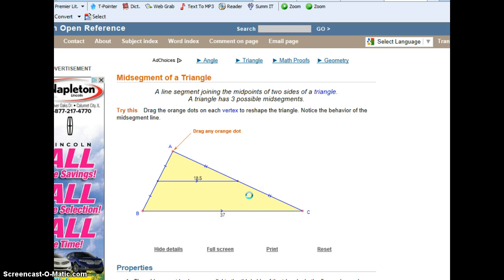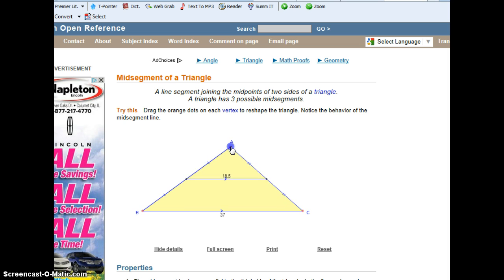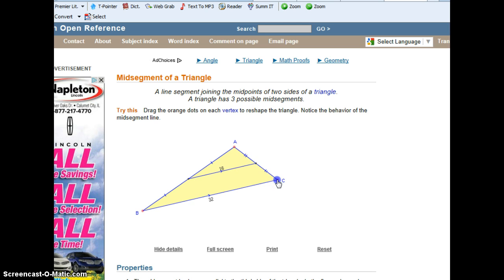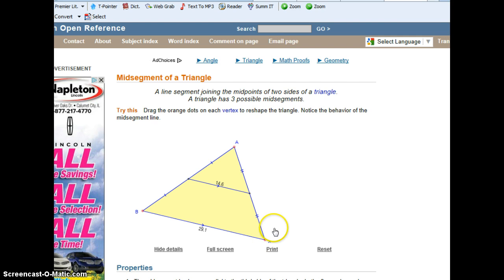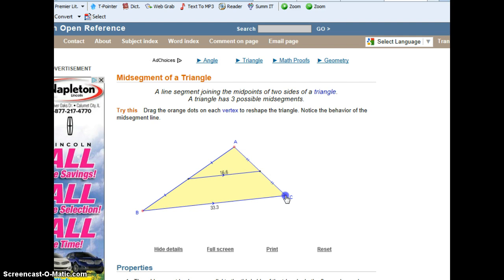But if you notice there's a relationship between these sides, or seems to be. The midline looks like it's half of this side. 18.5, if I multiply that by 2, I'd get 37. So let's see what happens if I move this around. If I move these points around, there we go. 16 and 32. 14.6, I multiply it by 2, it's 29.2, it's 29.1 based on here, but that's a pretty close measurement. 16.6 times 2 is going to give me 33.3. So you notice there's that relationship, that the midline is going to be half of that third side.